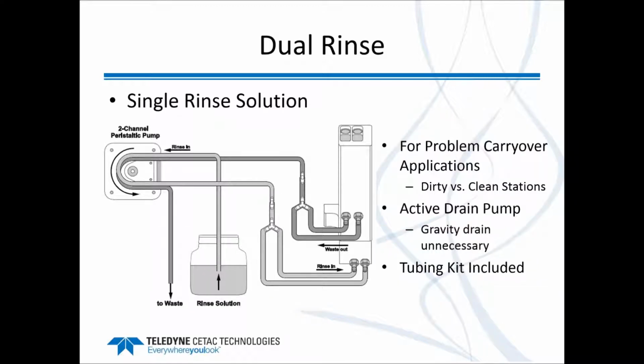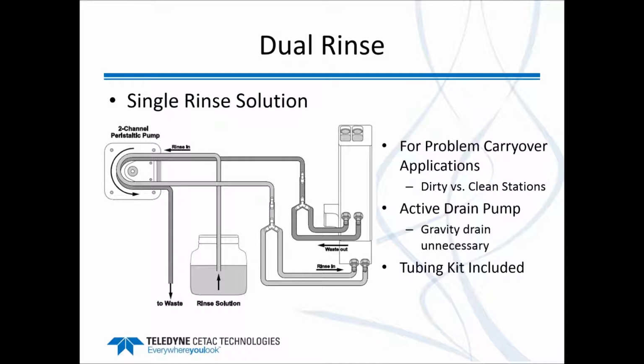The second way that it can be configured with the dual rinse is with active draining. The way this works is on the peristaltic pump itself, there are two different size pump tubing, one larger than the other. So the waste out is being pulled from the rinse station faster than it's being fed into the rinse station. This still reduces carryover. It just creates a clean rinse station and then a dirty one afterwards. So the gravity drain is unnecessary.